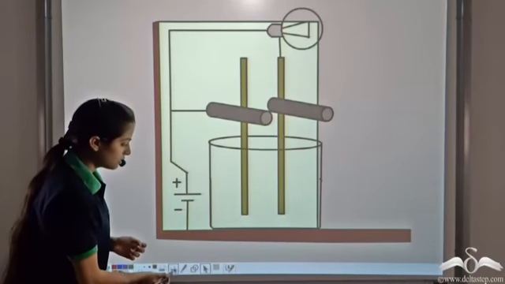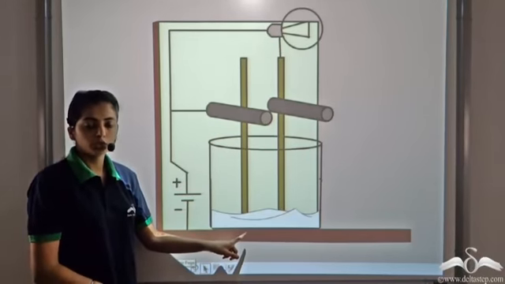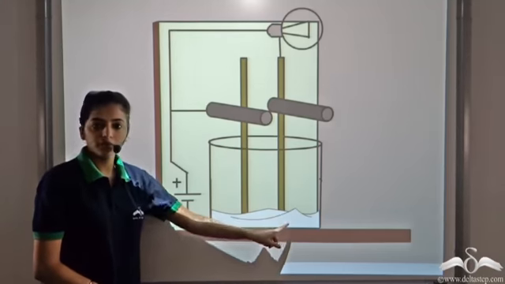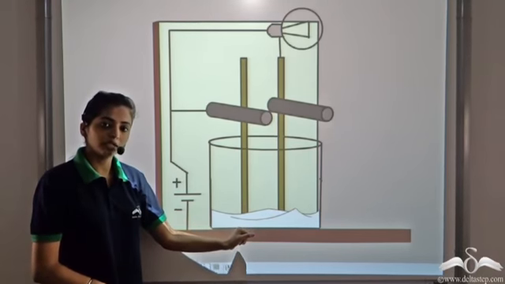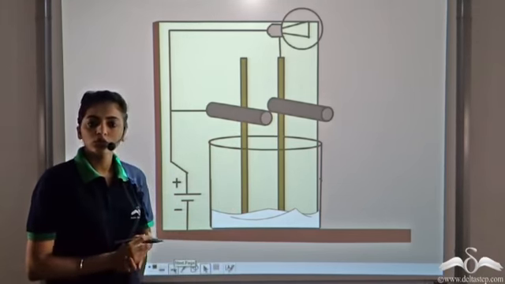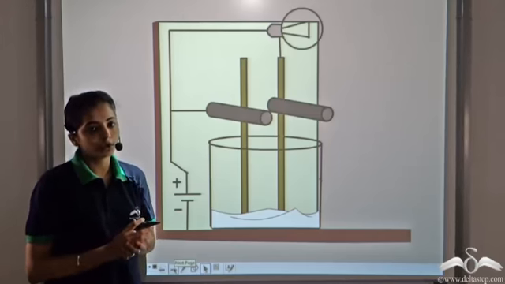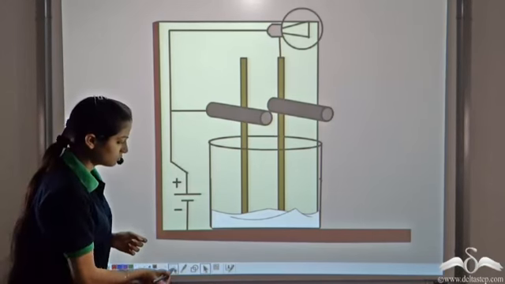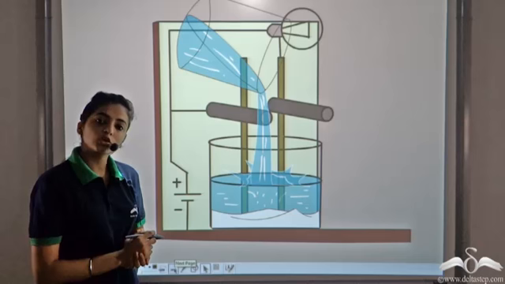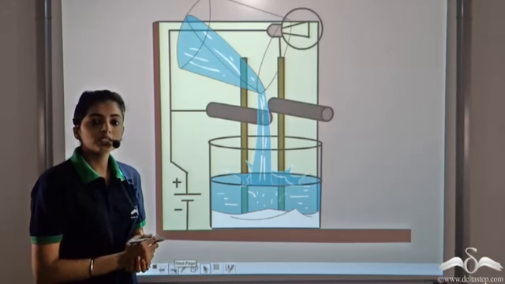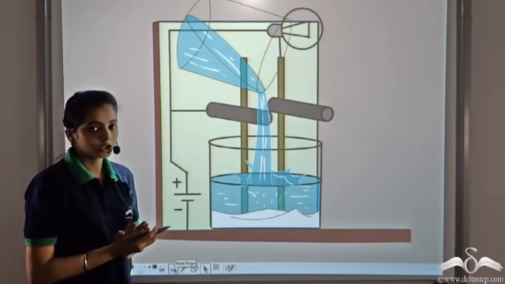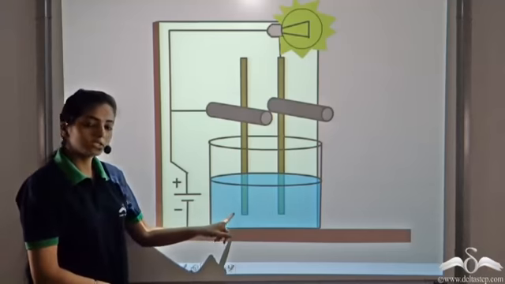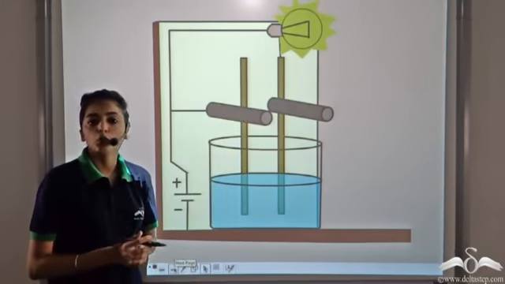Let's add some solid salt to this beaker. Now this time we have added some solid salt to the beaker. The bulb does not glow. That means electricity is not flowing. Now let's add some water to the solid salt. So in this case, we have formed salt solution. When we form the salt solution, we see that the bulb glows.